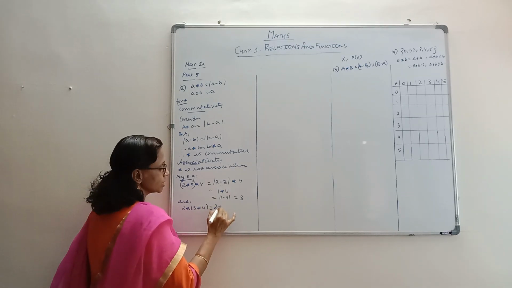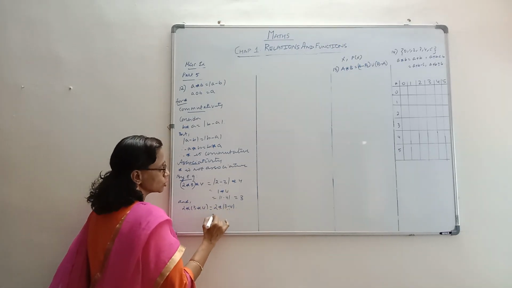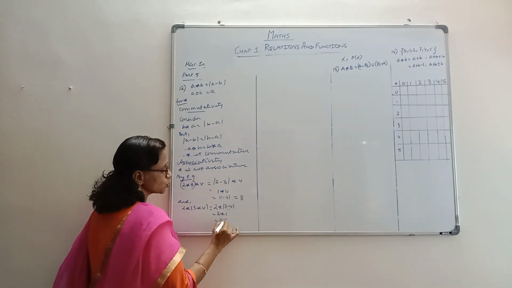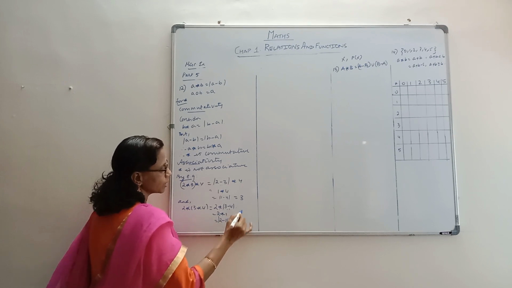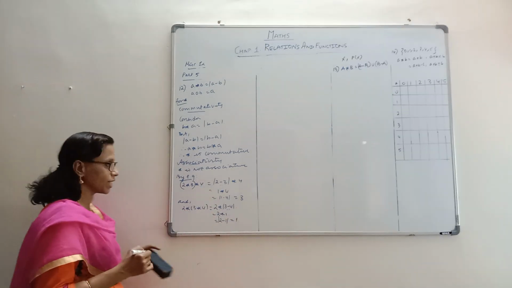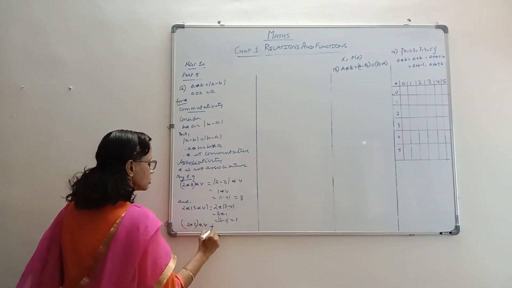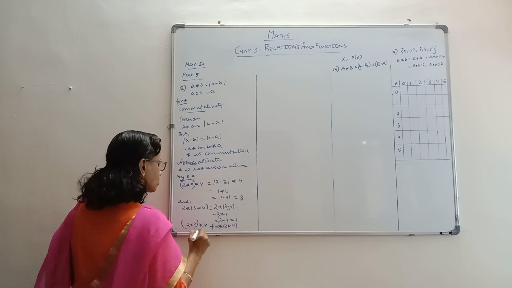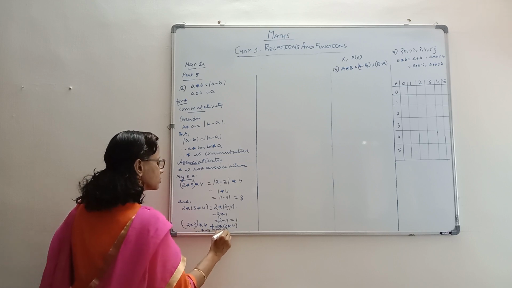So 2 star (3 star 4) means 3 minus 4, which is minus 1, so the modulus is going to be 1. Now 2 star 1 means 2 minus 1, so by modulus that is going to be 1. So here 3, here 1, two different values, right? Therefore (2 star 3) star 4 is not equal to 2 star (3 star 4). So star is not associative.